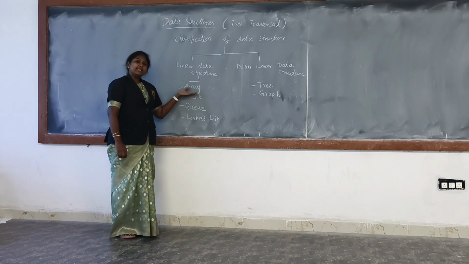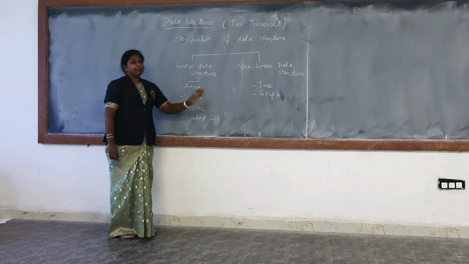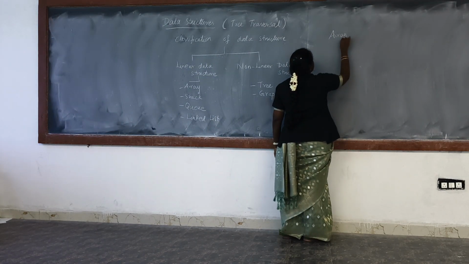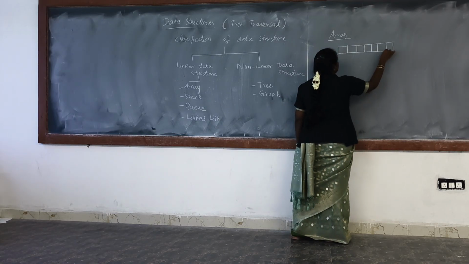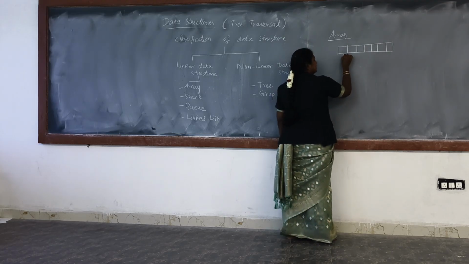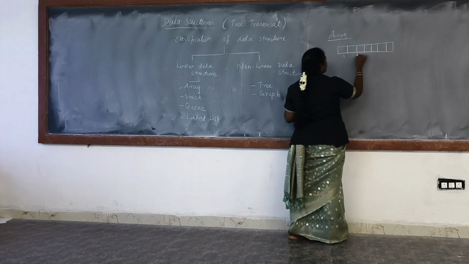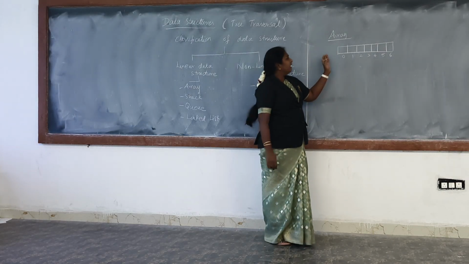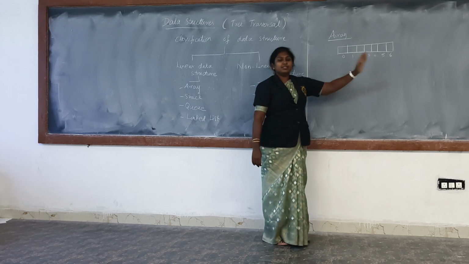So what is an array? Array is a linear data structure where the elements are stored in a sequential manner. For example, I'll draw the structure of an array here. You have an array structure where you can store a list of elements in a sequential way. It is indexed from 0, so the index starts from 0 and goes on 1, 2, 3, 4, 5, 6. Now I have drawn an array data structure of size 7, so the index starts from 0 to 6.